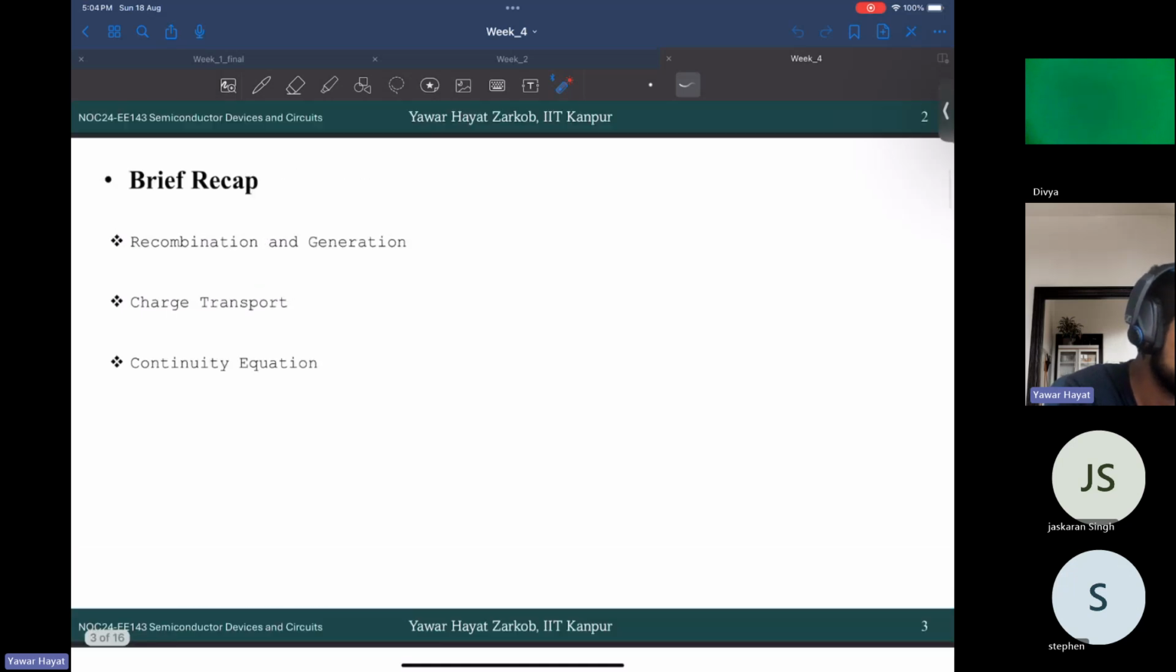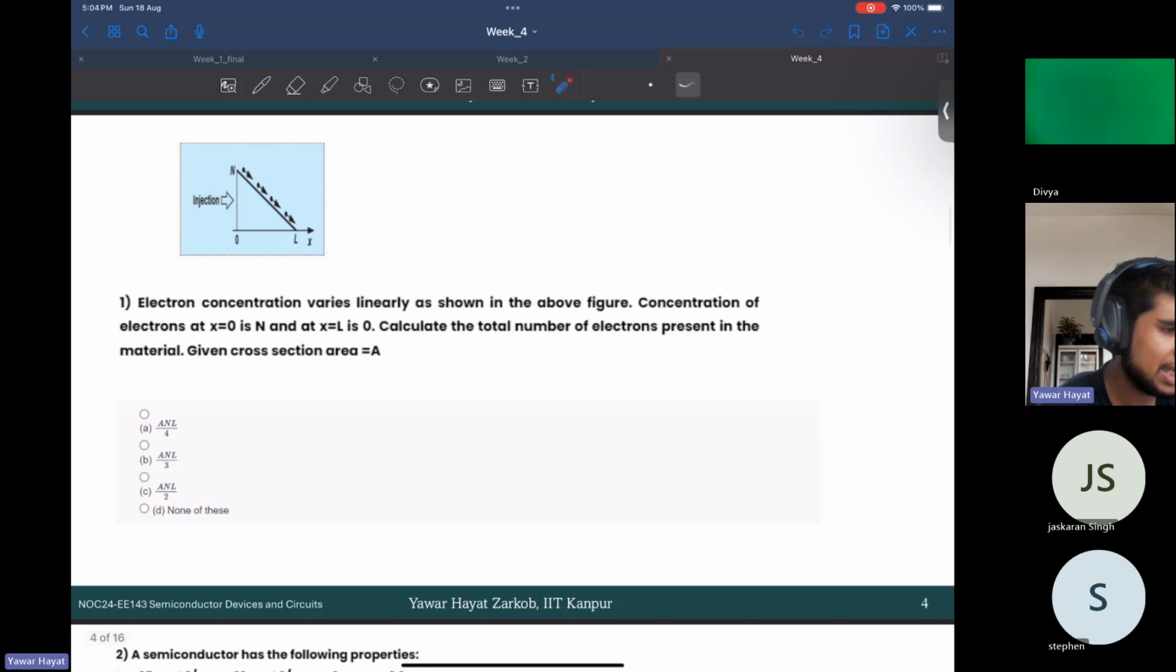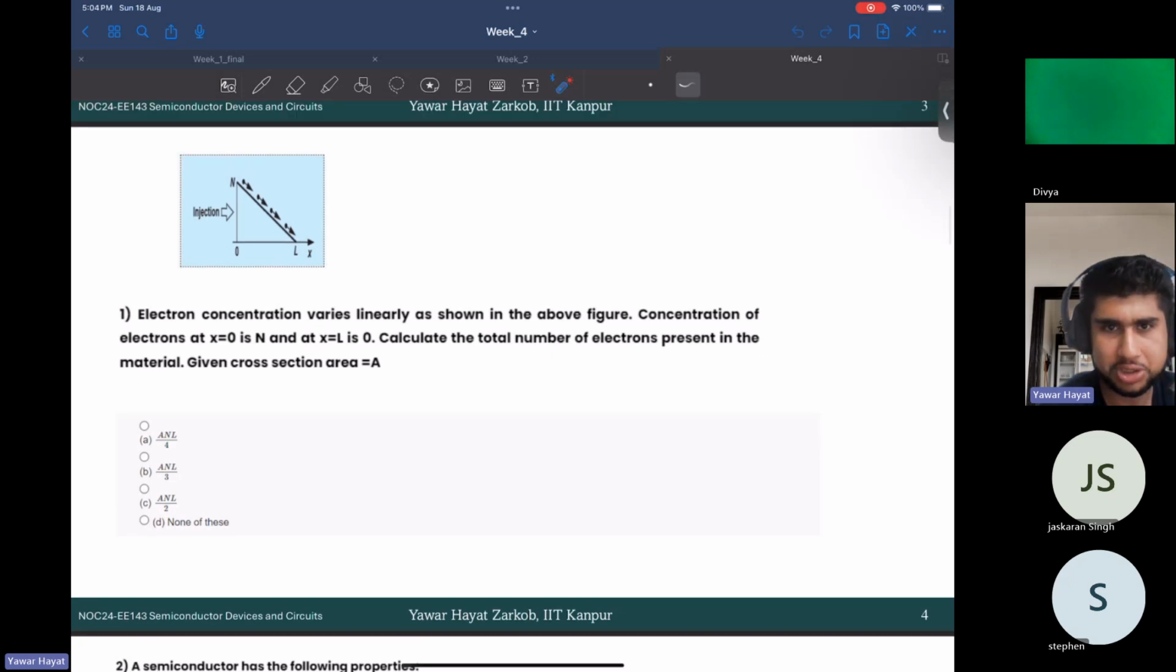Nothing much for a brief recap. I'm sure you have already gone through the lectures. We learned about different types of recombination and generation processes. Then we saw in detail the charge transport and one of the important equations, the continuity equation, right? So with that, we'll start with today's first problem.